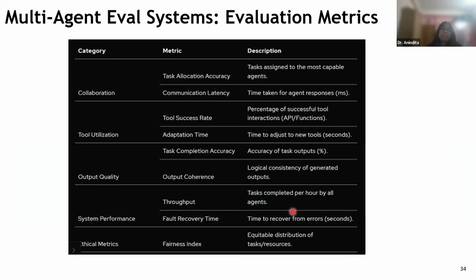In a multi-agent evaluation system, these evaluation metrics are very important: collaboration, tool utilization, output quality, system performance, and ethical metrics. And these are the different metrics and their descriptions. Collaboration consists of task allocation accuracy and communication latency. Tool utilization consists of tool success rate and adoption rate. Output quality consists of output coherence, system performance of throughput or fault recovery time, and ethical metrics like fairness. These are the different metrics for evaluation.